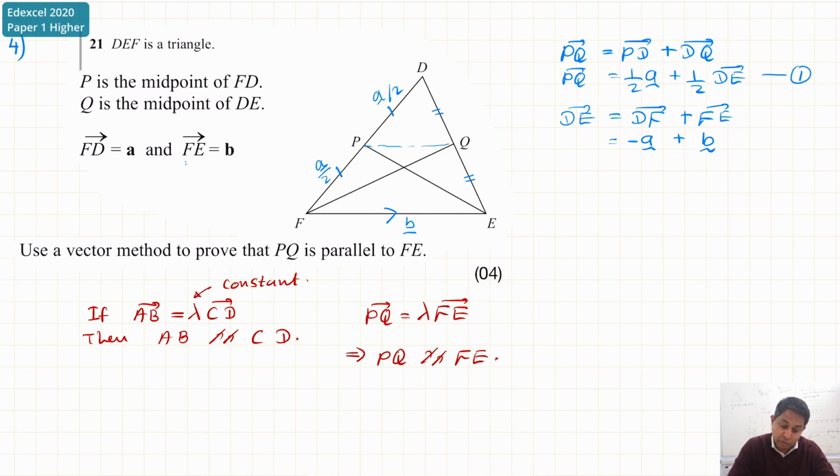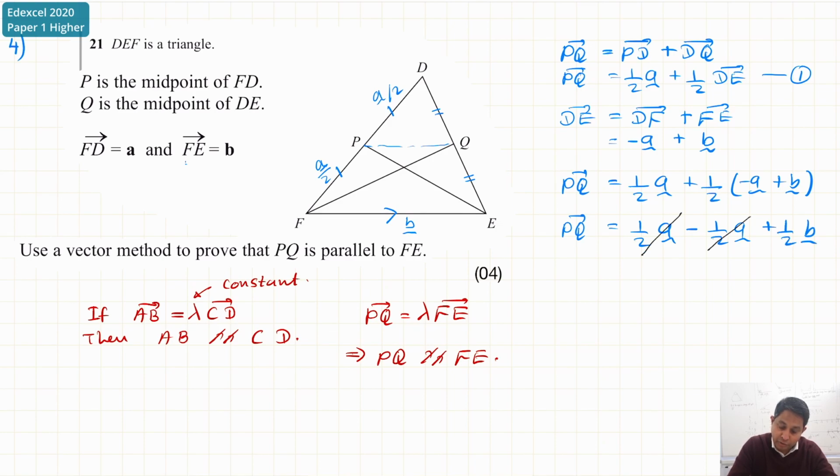You can substitute this result into equation 1 here. That would give you vector PQ equal to half A plus half DE, where DE equals minus A plus B. We can expand this bracket. That gives us vector PQ equal to half A minus half A plus half B. So you can cancel out this half A with this half A. That gives us vector PQ equal to half B. Vector B equal to vector FE. So you can write vector PQ equal to half vector FE.